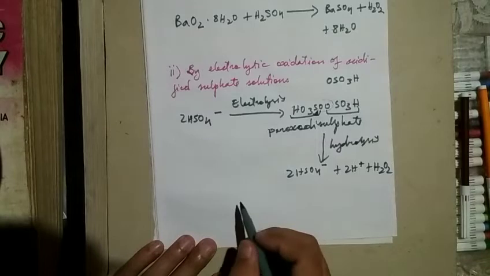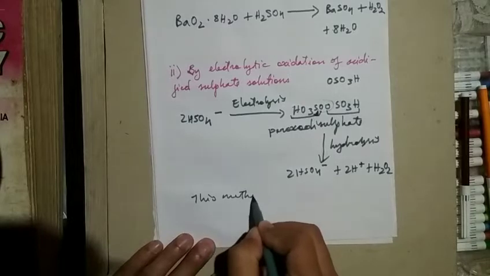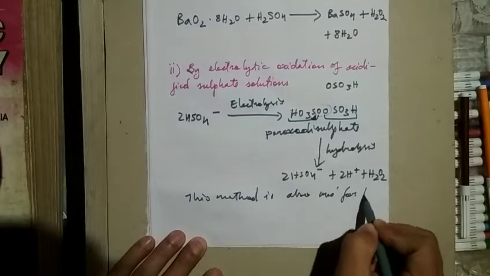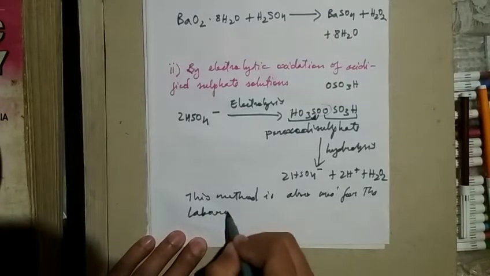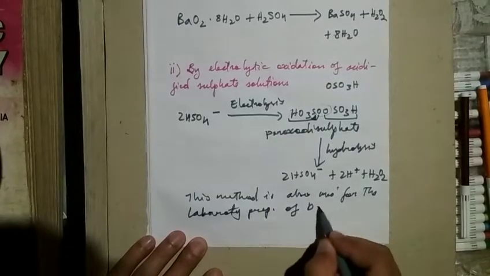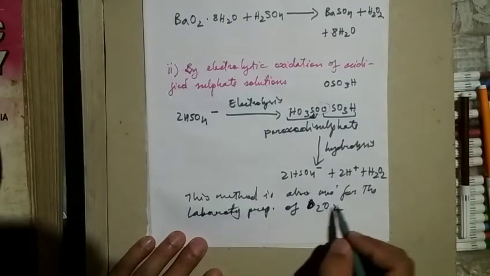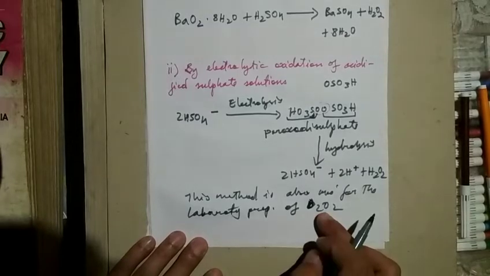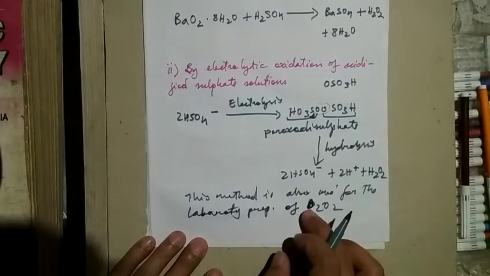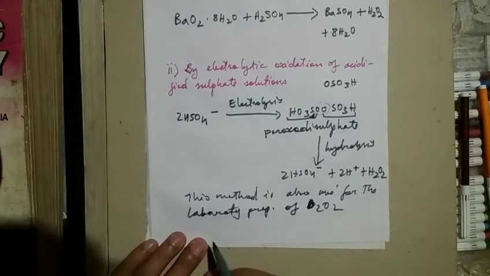This method is also used for the laboratory preparation of D2O2. I'm writing in short form, preparation of D2O2. D2O2 means deuterium peroxide, where D means deuterium. This D2 is heavy hydrogen. Sometimes we call it heavy hydrogen, so heavy peroxide.